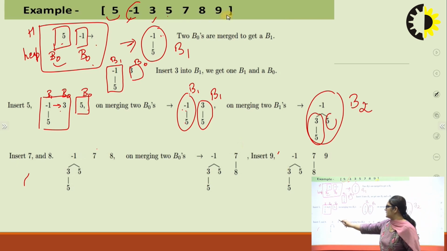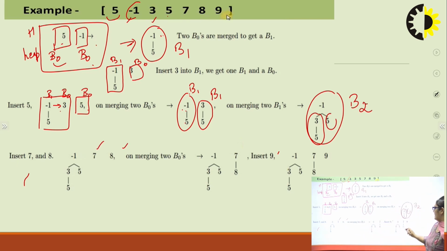Similarly, we have to insert 7, 8 and 9, and this is the final binomial heap, in which we have a binomial tree of order 2, order 1 and order 0. So this is the final heap.